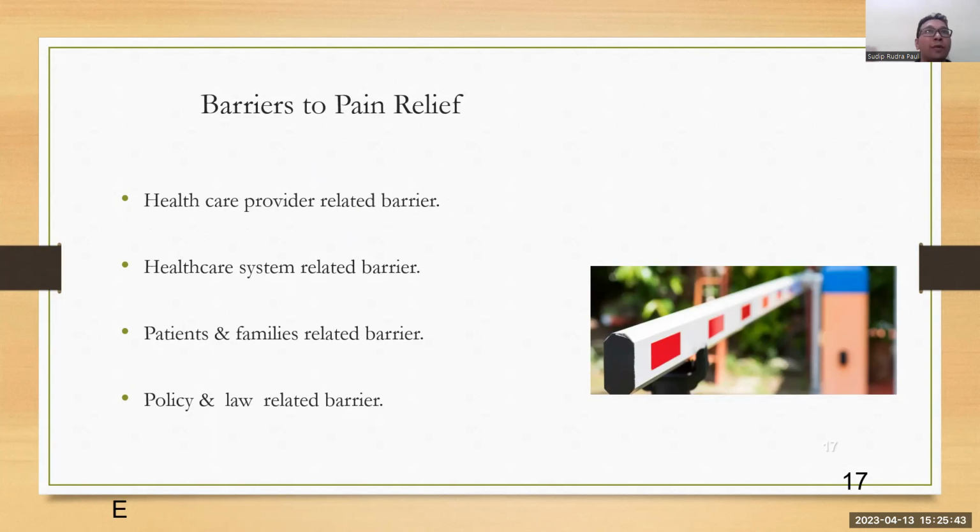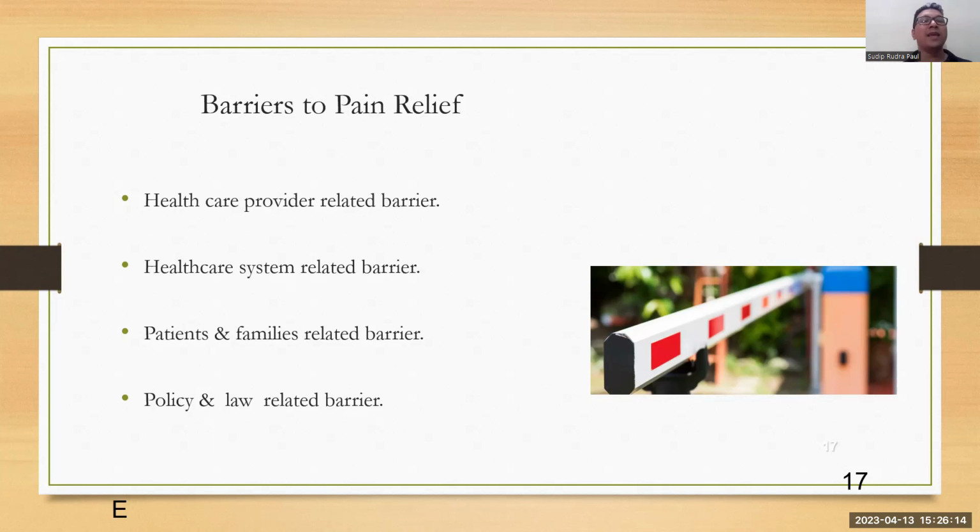They are already overburdened. They feel that whenever the patient is having pain, he or she will come to me. What is the point of asking every patient, are you having pain? I do not have this much time. So this is the healthcare provider related barrier. Second, also healthcare provider related, is that they are not trained enough. They do not know how to do the pain assessment. That's why they don't want to do it.